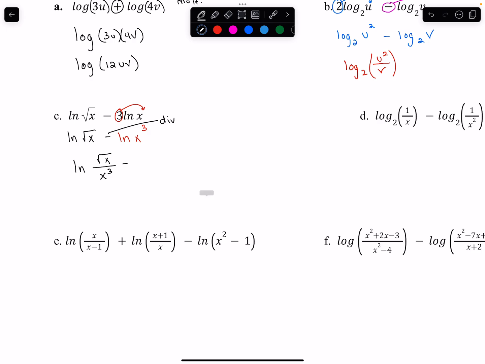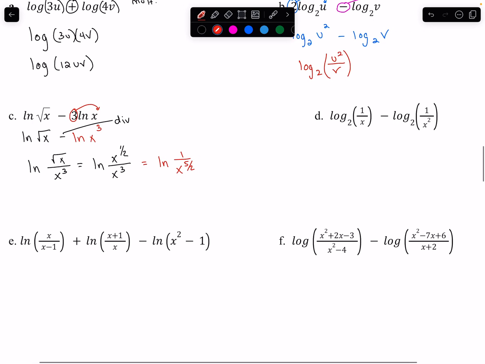Right? And we can simplify this actually a little bit more. So square root of x is x to the 1/2 power, and this is x to the 3rd. And you could go and subtract the 1/2 from the 3rd, and you'll be left with ln of 1 over x to the 5/2 power. Either one of these would be fine. Any one of these answers can be okay. All right, but that's how you condense.